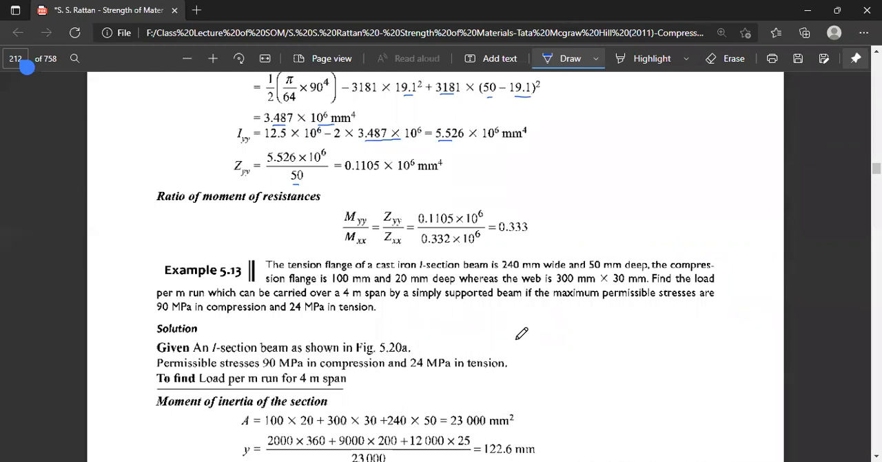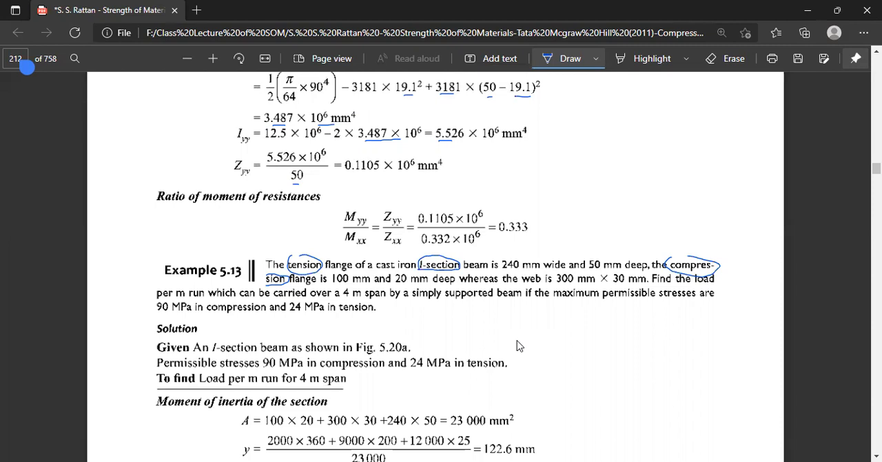Next, the tension flange of a cast iron I section beam is 250 millimeter wide and 50 millimeter deep. The compression flange is 100 millimeter wide and 50 millimeter deep, whereas the web is 300 millimeter by 30 millimeter. Find the load per meter run which can be carried over a 4 meter span of a simply supported beam, if the maximum permissible stress is given as 90 MPa in compression and 24 MPa in tension.